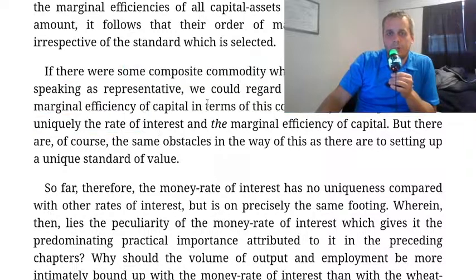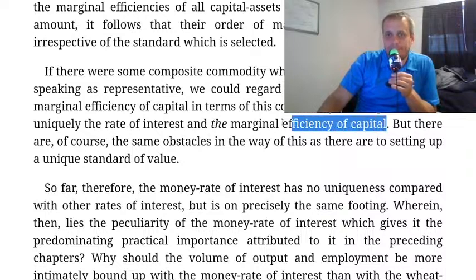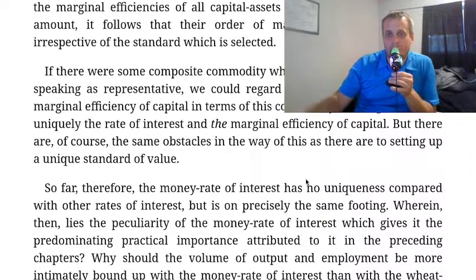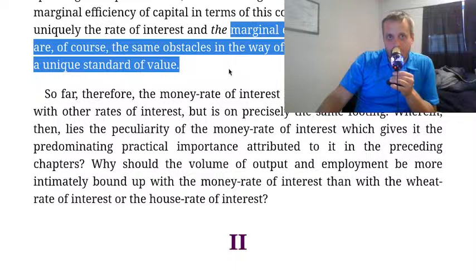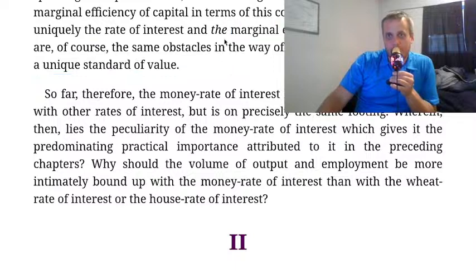There were some composite commodity which could be regarded, strictly speaking, as representative. We could regard the rate of interest and the marginal efficiency of capital in terms of this commodity as being, in a sense, uniquely the rate of interest and the marginal efficiency of capital. So, again, this idea that capital is the ultimate measure of all things, that capitalism is the ultimate system, guys. But there are, of course, the same obstacles in the way of this as there are.